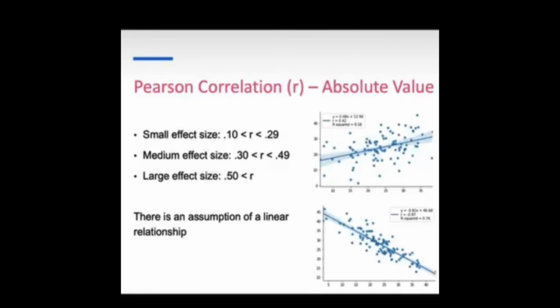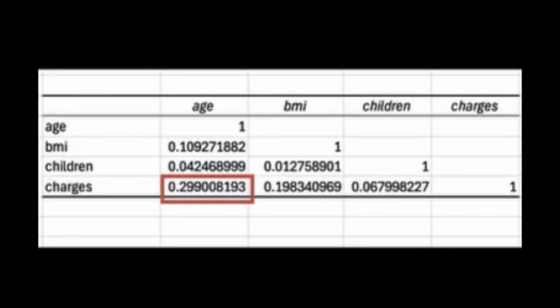Correlation values range from -1 to +1 and tell us how two things move together. Values below 0.3 are low, 0.3 to 0.5 are moderate, and above 0.5 are strong. So what do we see? Age has a moderate positive correlation with charges, meaning as age goes up, insurance charges tend to increase too.